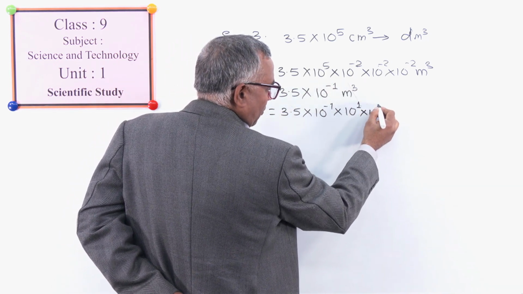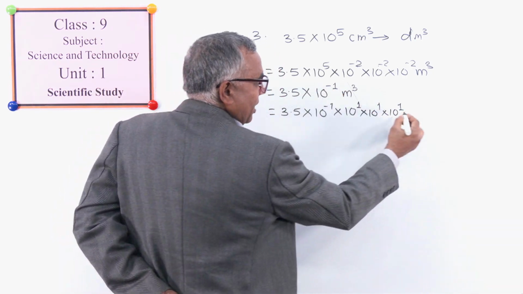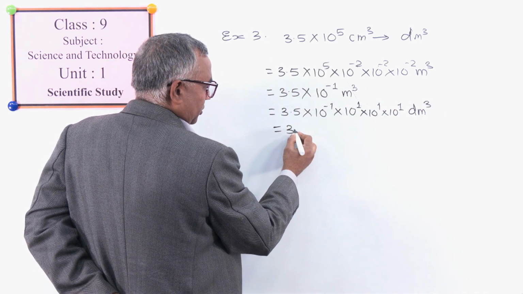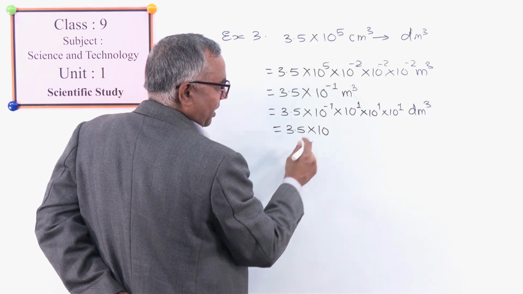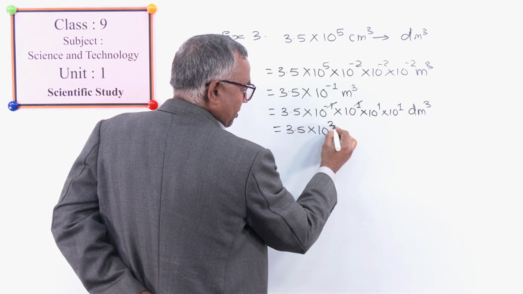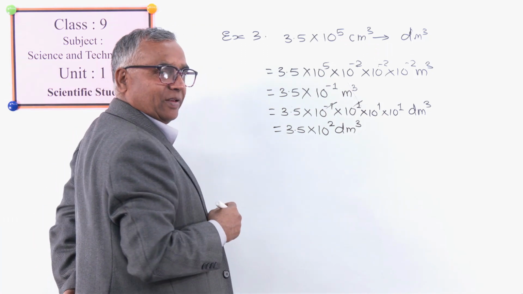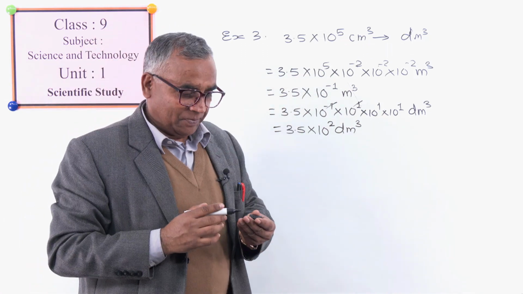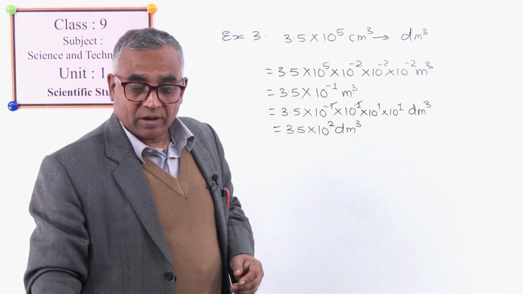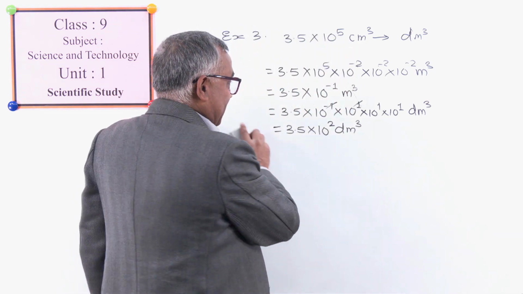10 to the power 1, 10 to the power 1, 3 times, because there is cube. And then only it will be what? Decimeter cube. After that, 3.5 into 10 to the power minus 1. So here, minus 1 cancel. You have 10 to the power 2 decimeter cube. So like that, you will practice some more things related to it. Okay? Okay.